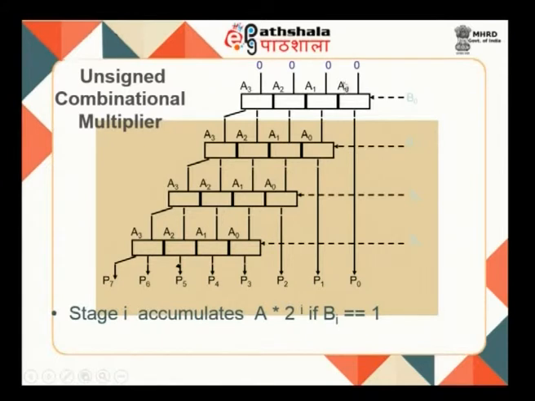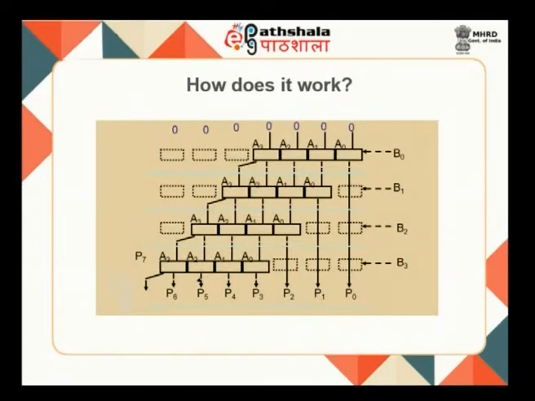The earlier product, whatever carries got generated there will get added here, and whatever final products will have to be generated are generated here. So, when you try to multiply two 4-bit numbers, you get a product which is an 8-bit product. So, at every stage it accumulates A into 2 power I if the corresponding multiplier bit is a 1. This is how an unsigned combinational multiplier works.